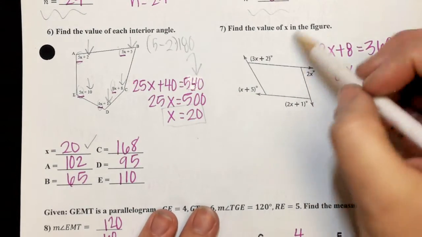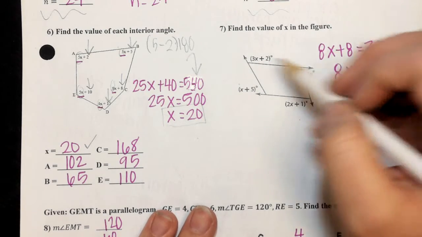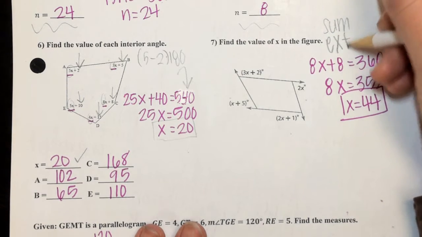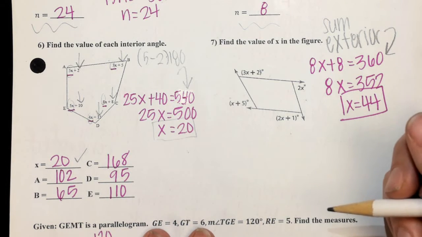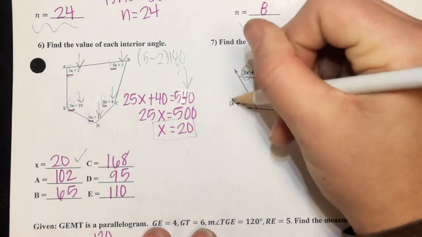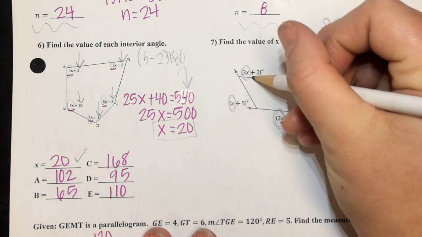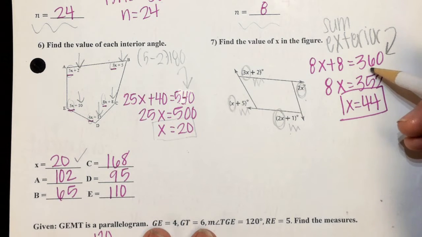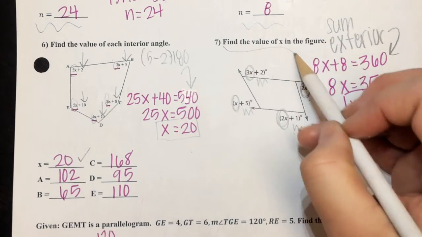Okay, 7. Here's the thing. 7 is dealing with exterior angles. I don't even have to count the number of sides, because the sum of the exterior angles, no matter the polygon, is always 360. So set it all equal to 360 and add your x's: 2 plus 3 plus 1 plus 2 gets 8. Add your numbers: 2, 5, 1. Subtract, divide by 8, and you get x equals 44. That's all you needed to do on this one, just find the value of x.